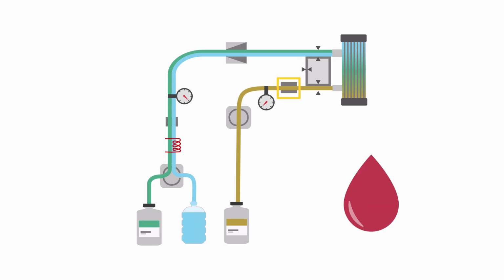The blood leak detector is located in the dialysis solution outflow line. If this detector senses blood, as occurs when a leak develops through the dialyzer membrane, an alarm is activated.